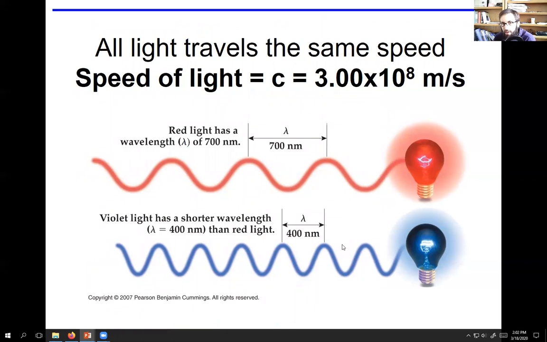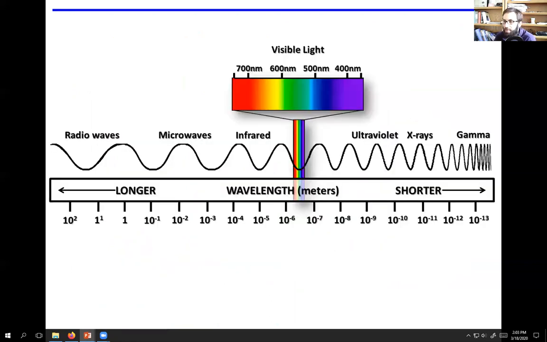So it's really important to remember all light travels at the same speed. That's this value c. It doesn't matter what the color of light is. It doesn't matter if it's radio waves, gamma rays, X-rays, microwaves, infrared light. All those are electromagnetic radiation, and they're all going at the same speed, okay? Here's another graphic showing you this. The different types of light are based upon their wavelengths.